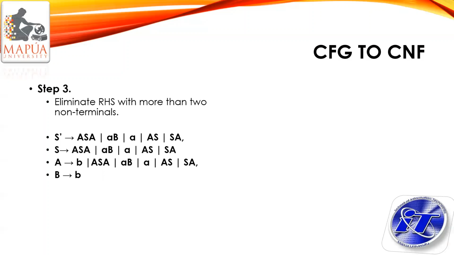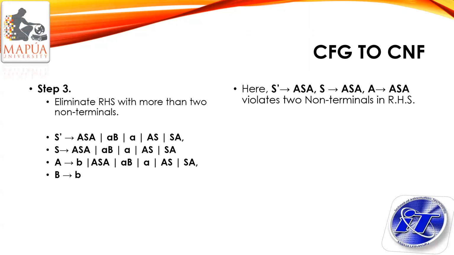Okay. So in this example, we're going to do step 3, which is to eliminate RHS with more than 2 non-terminals. Don't forget the format of CNF should only have 2 non-terminals in the right hand side. But in our rules, we have 3, ASA. Okay, that violates that rule. So how are we going to eliminate this, more than 2 non-terminals on the right hand side?